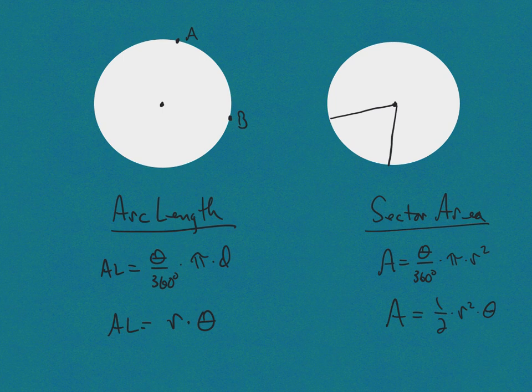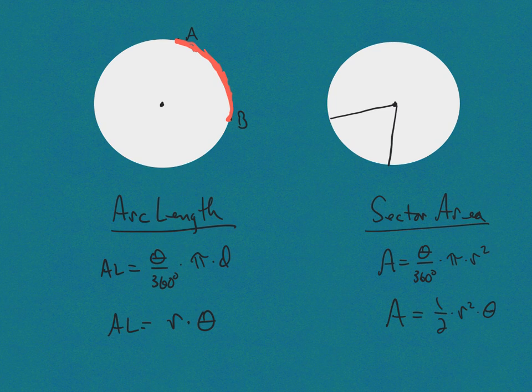Let me choose a brighter color here. Let me maybe choose red. So when we talk about arc length, what we're considering is the length of the curve in between 2 points on the curve. And I chose A and B. You guys can pick whatever you want. But we're considering the length of that.